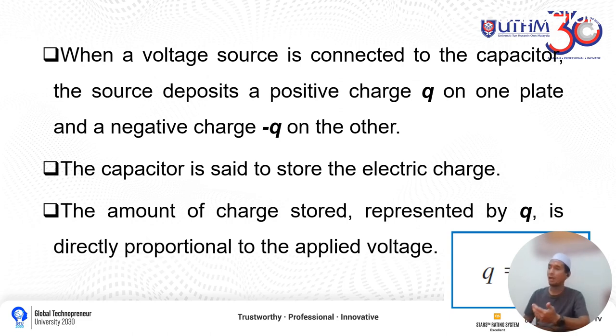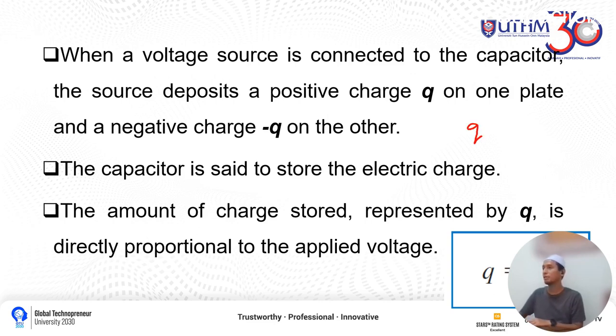So how does the capacitor work? When the voltage source is connected between two terminals of the capacitor, the source will deposit a positive charge Q on one plate and negative charge on the other plate. So the capacitor stores the electric charge. The amount of charge stored in the capacitor is represented by Q.